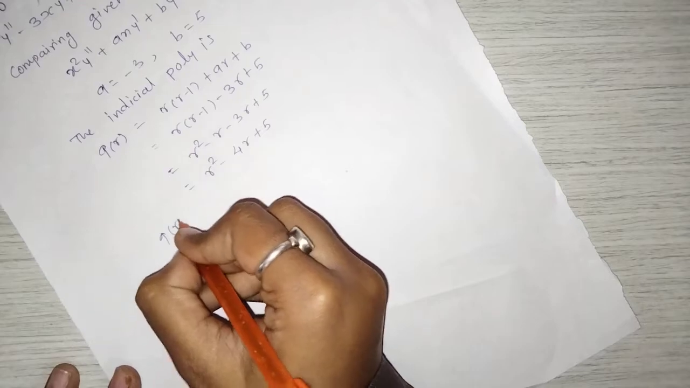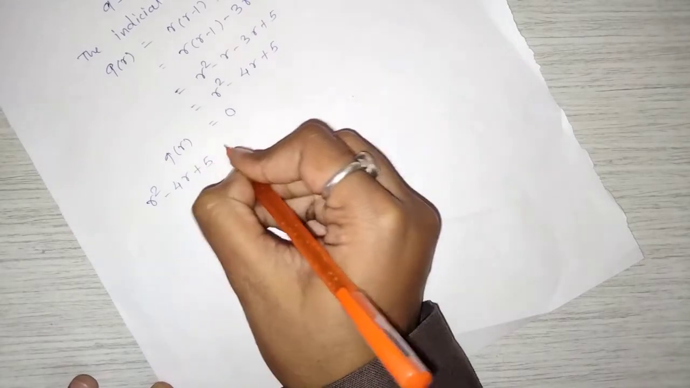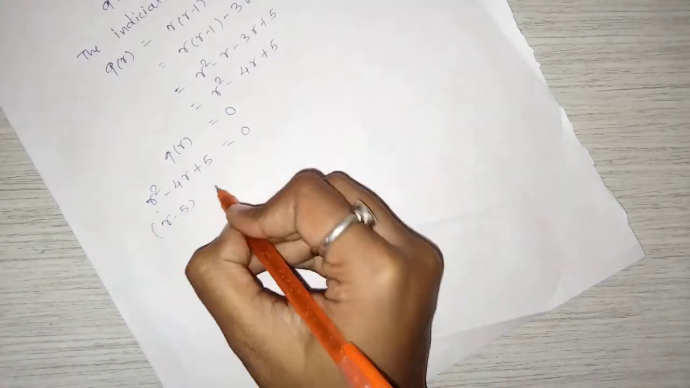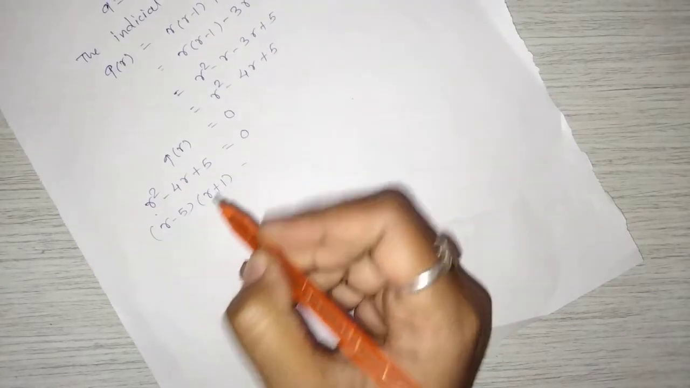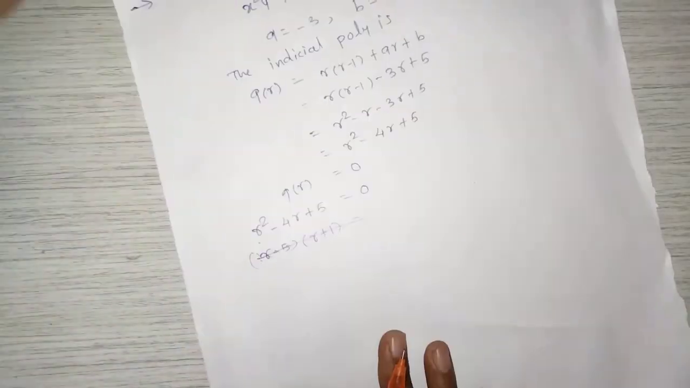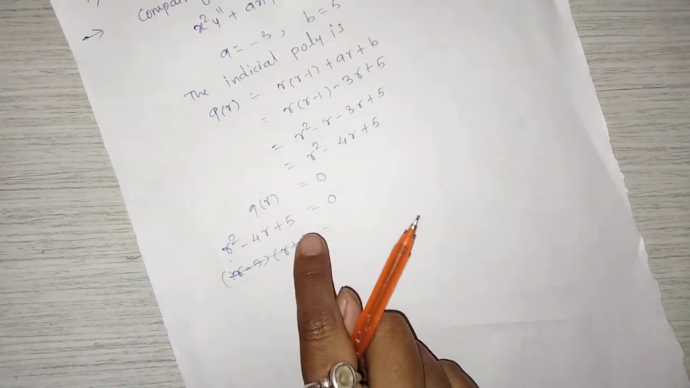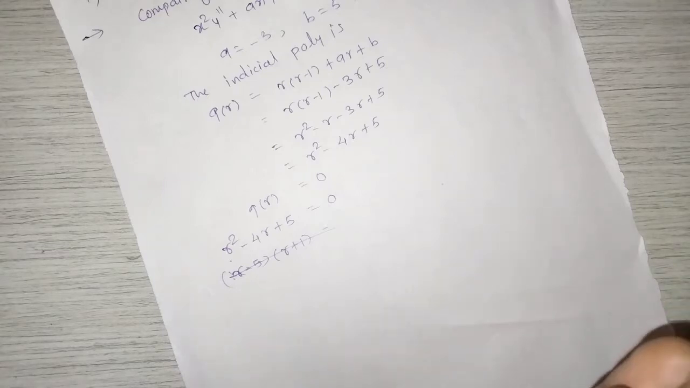Now equate q of r equal to 0. So we get r square minus 4r plus 5 equal to 0. Now the roots of r, we cannot write this as a product of simple factors. Here you can see that we cannot find two numbers such that their multiplication is plus 5 and addition is minus 4.